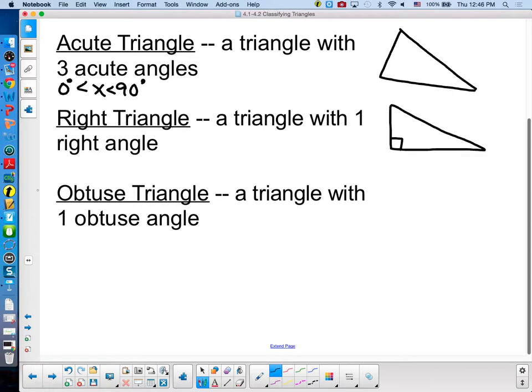And then an obtuse triangle, a triangle with 1 obtuse angle. What's an obtuse angle? Yeah, more than 90. Technically, but can't be 180. So it's between 90 degrees and 180. So it's a wider angle. Can't have more than 1 because that would be even worse than 90 degree angles. They really open up. So 1 right or 1 obtuse angle.